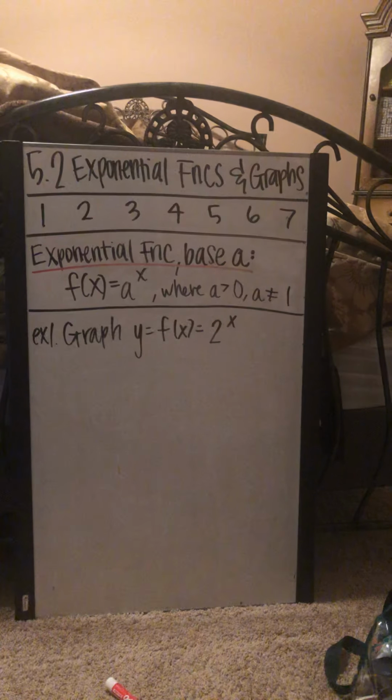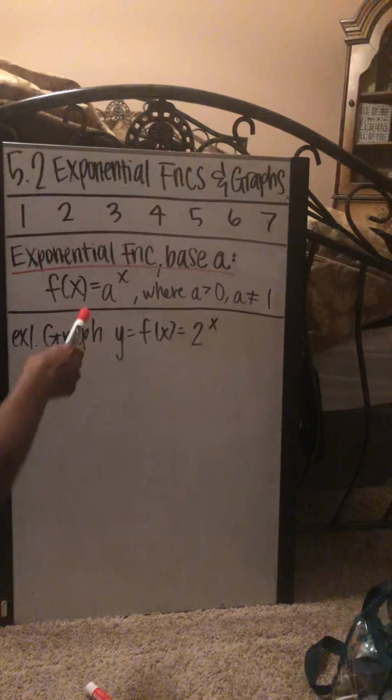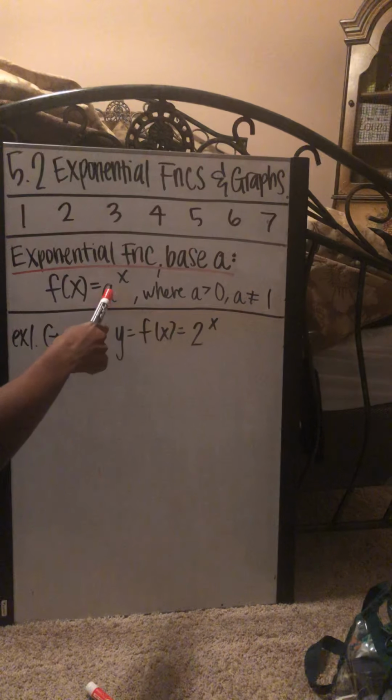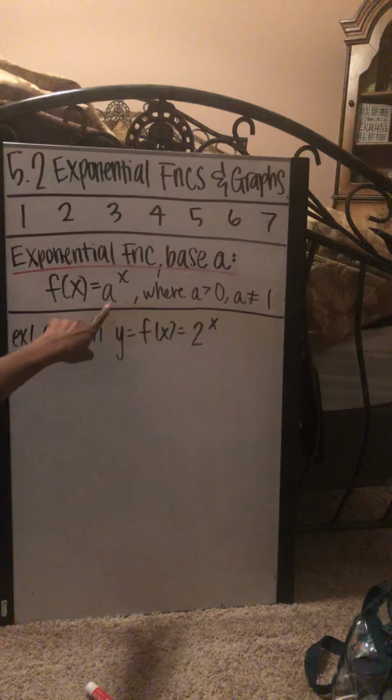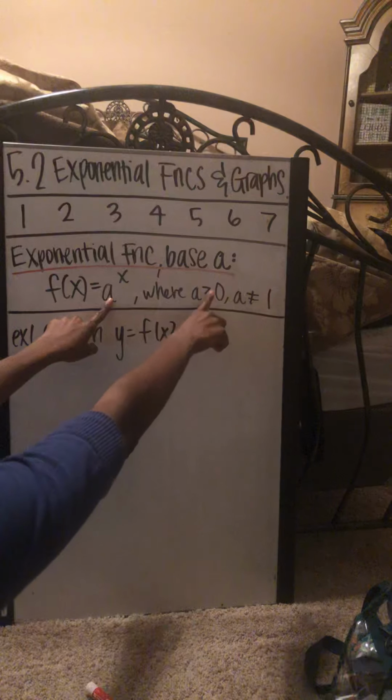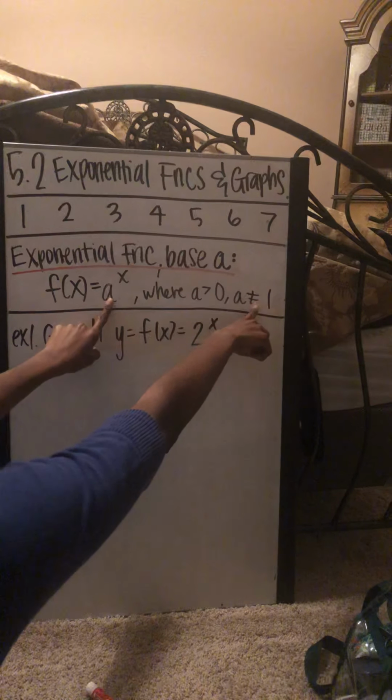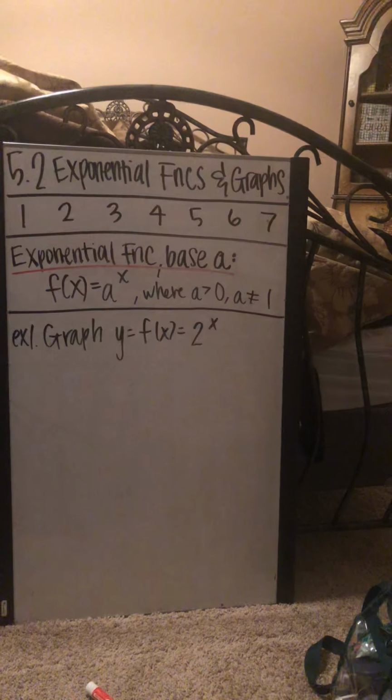Okay, so we're moving on to 5.2 exponential functions and graphs. Before we do that, we need to talk about the definition or how exponential functions are denoted. Essentially, it's going to be with a base a. This a is a number that is greater than 0, so it's positive, and it's not a 1. Okay? And then this x up here, that letter is actually an exponent.